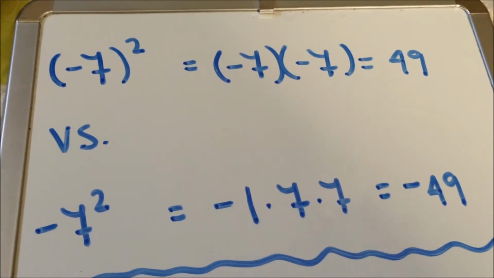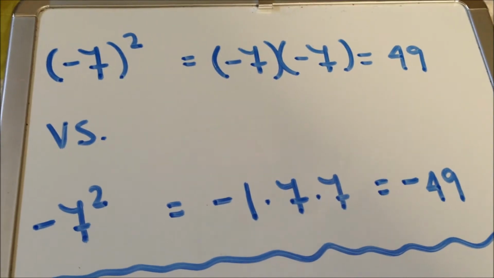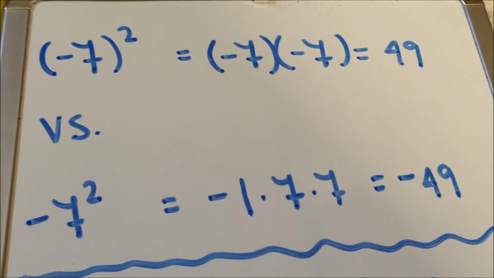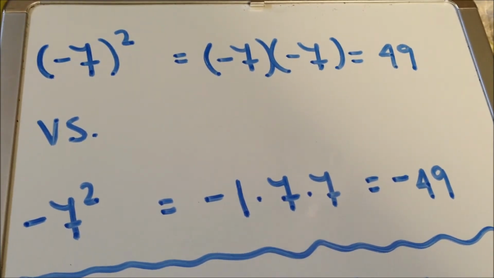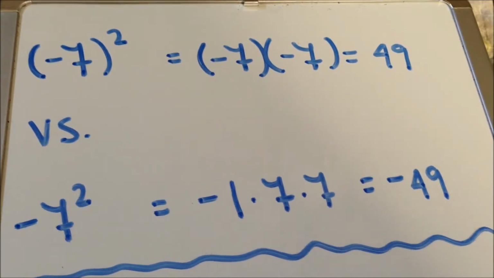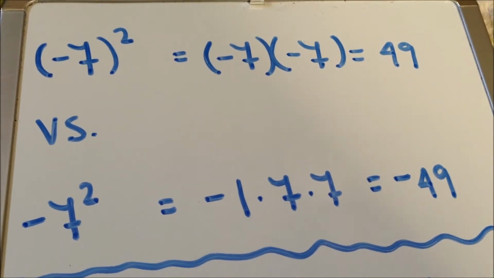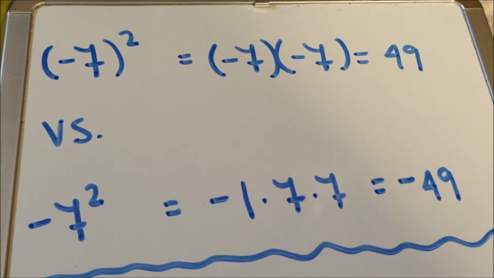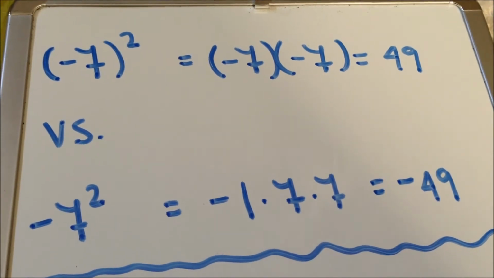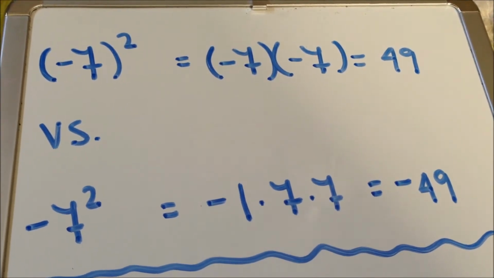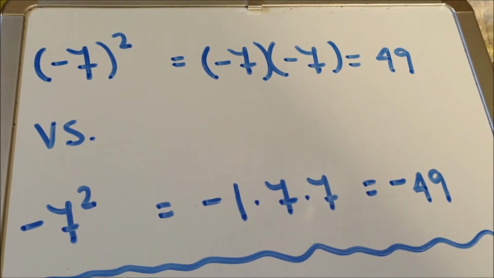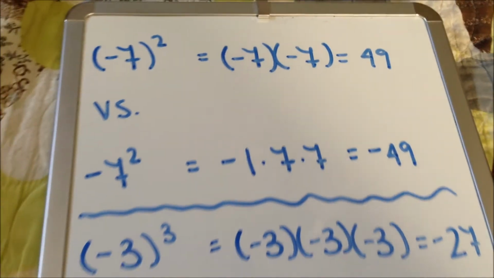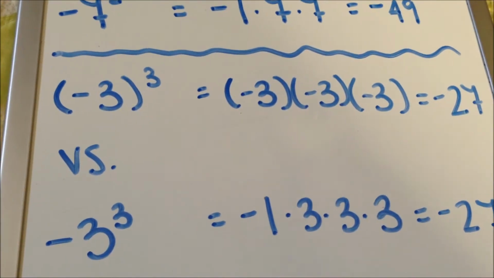Let's try some more examples involving exponents. Let's take a look at the top. We have negative 7 in parentheses, all raised to the second power, which means we write out negative 7 times itself. So negative 7 times negative 7 equals 49. Versus negative 7 squared. Again, that negative has nothing to do with the exponent, so separate it from 7 squared. So I write it as negative 1 times 7 times 7. That equals negative 49.